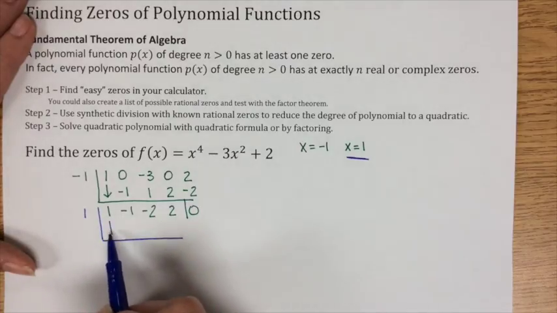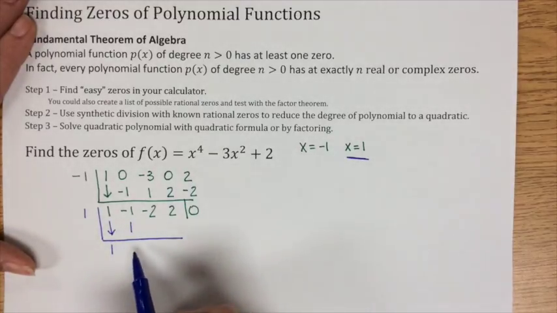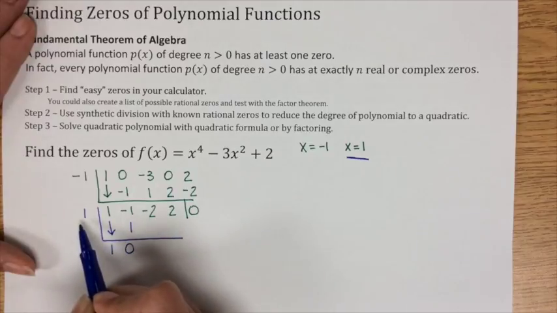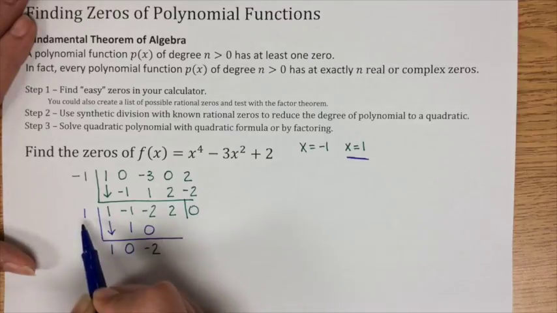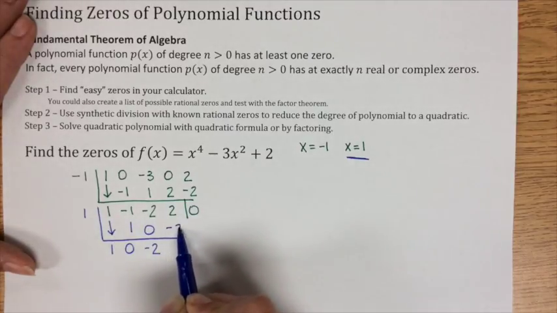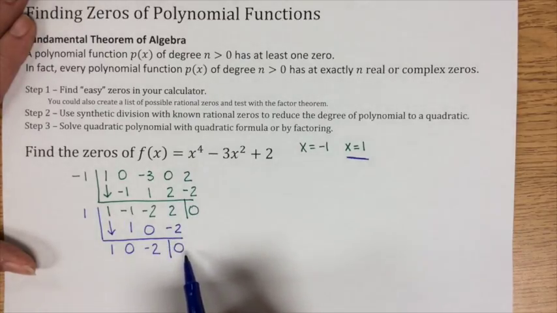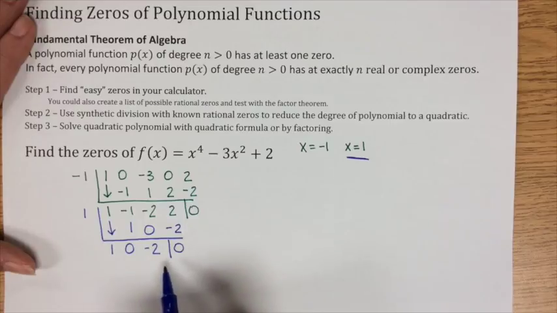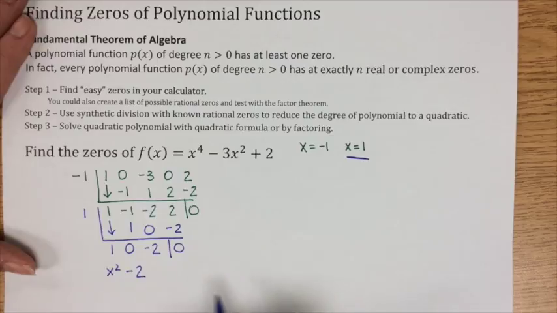So I'm going to bring this first number down, 1, and I'm going to get started. 1 times 1 is 1. I add down, I get 0. 0 times anything is 0. Add down, I get -2. -2 times +1 is -2. I add down, I get 0. Remember, this is your remainder. And we have now created a quadratic. So this is x squared. There is no x term, so -2.